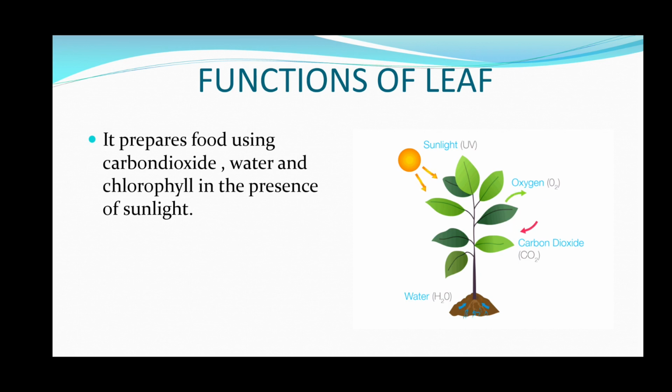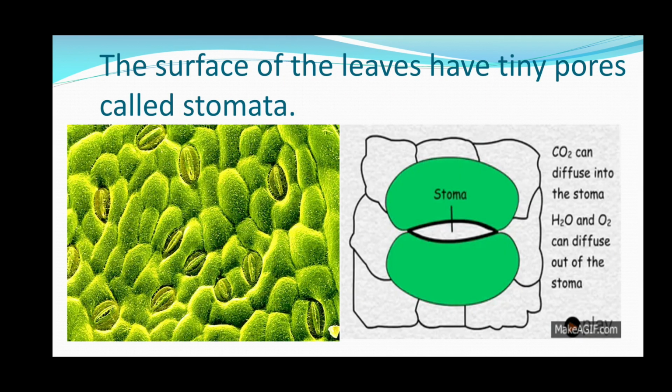Dear students, as you know, the leaf prepares food for the plant. So here the leaf uses water and carbon dioxide as its raw material, and in the presence of sunlight and chlorophyll it prepares its food, and in this process oxygen is released in the air, along with the excess amount of water. So how does this happen? Through stomata.